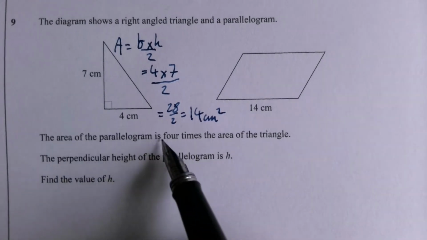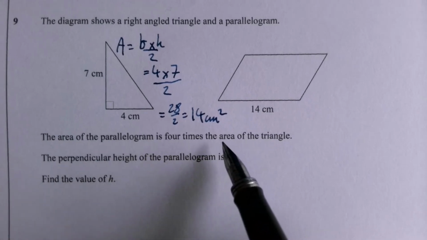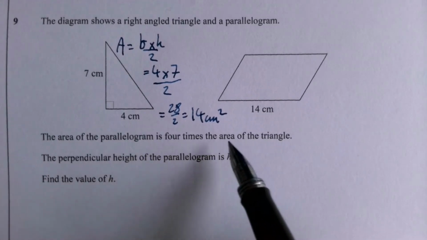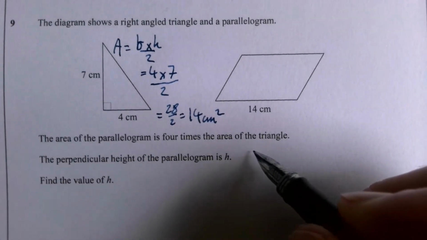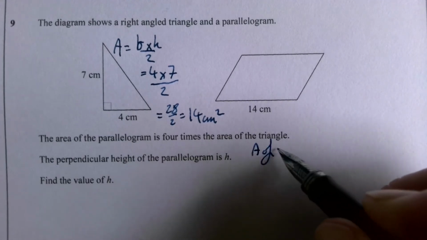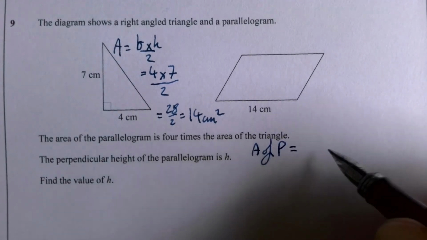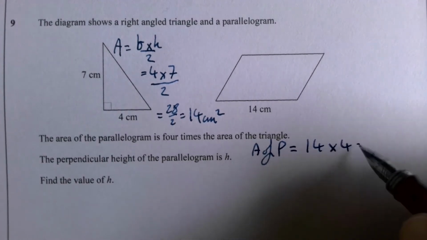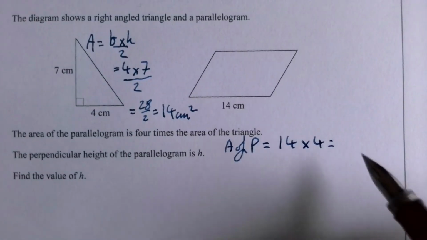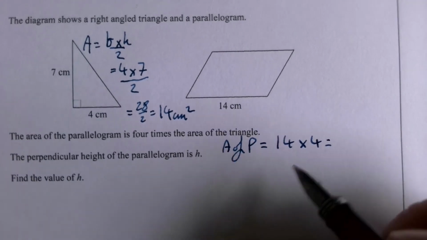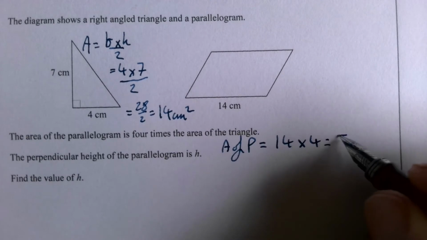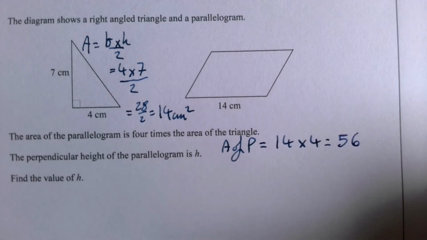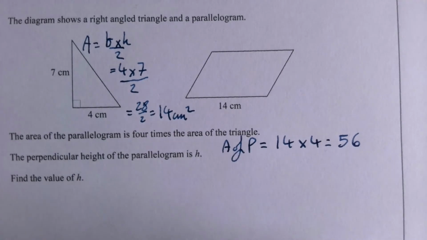Now it says the area of the parallelogram is 4 times the area of the triangle. So the area of the triangle is that, so area of parallelogram is going to be 14 times 4. You're going to get another mark for working out what the area of the parallelogram must be. 14 times 4, well, 10 fours are 40, plus another 4 fours, another 16, is 56. So I know the area of the parallelogram is 56.